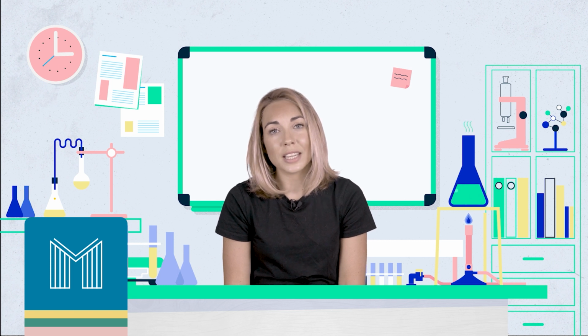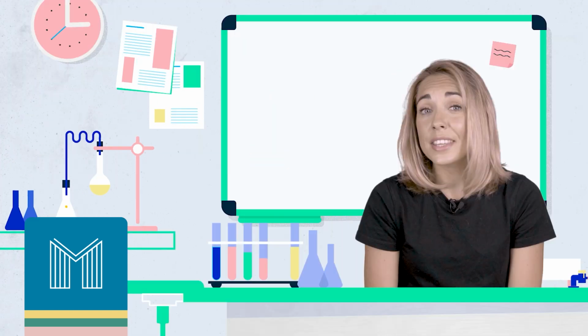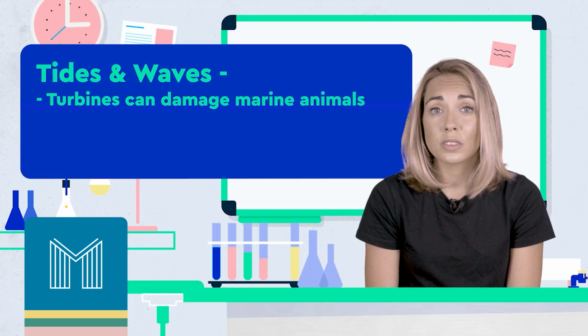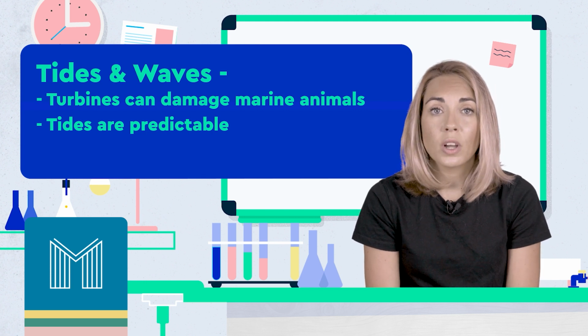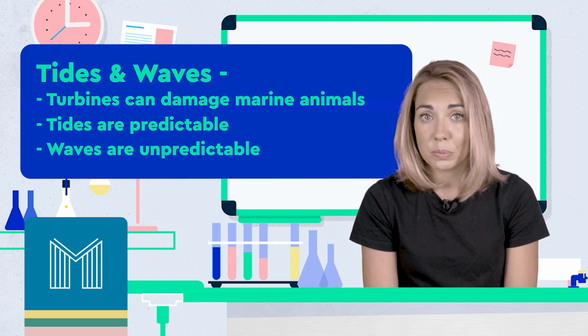The tides and waves can be used to produce electricity but require turbines to be placed in the water. This can damage marine animals. Tides, however, are really predictable, so it's reliable, unlike waves, which are less predictable.